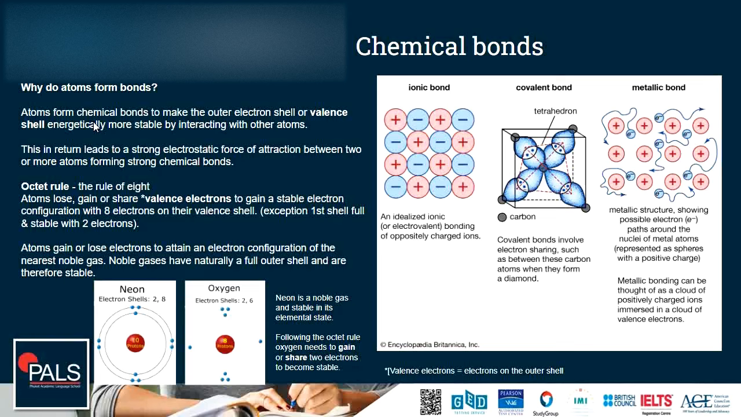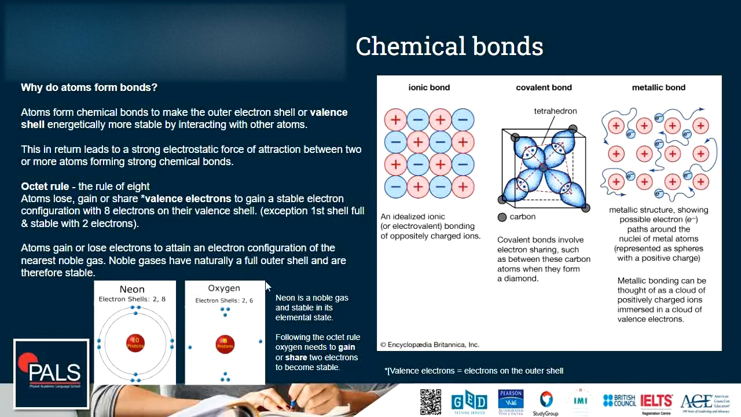We have neon on the left side. Neon is a noble gas, and we can see that if we look at the outer shell, neon has 2 shells. Neon has 1, 2, 3, 4, 5, 6, 7, 8 electrons on its outer shell, so it's naturally stable. It doesn't need any change to its shell to be more stable.